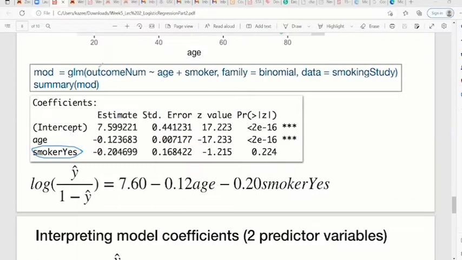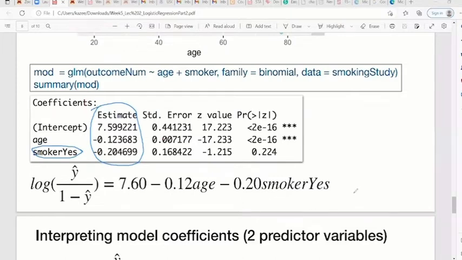Okay, now based on this, if I want to write my fitted model, don't forget there are 3 fitted models you can write out: the log odds, the odds, and the probability form. I'm going to say that again: the log odds, the odds, and the probability form.